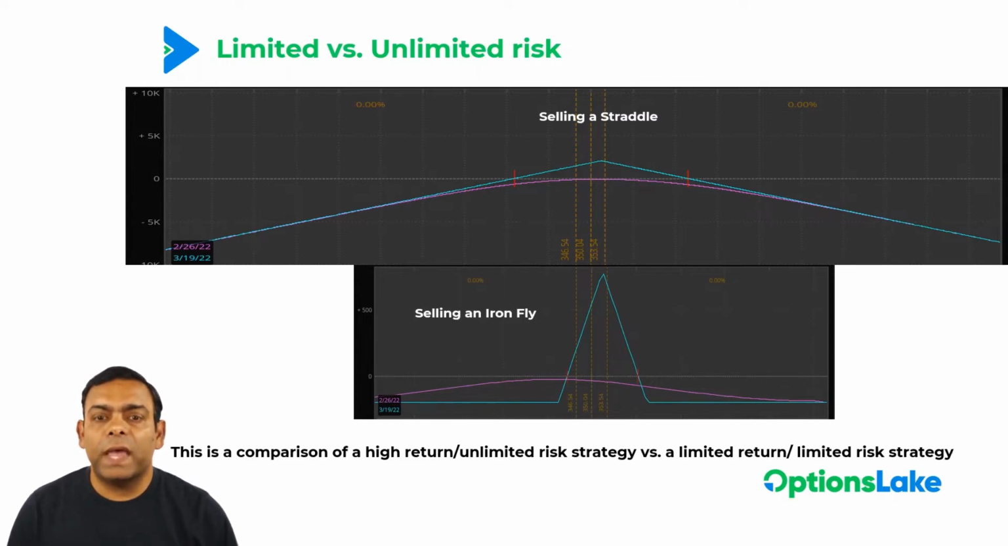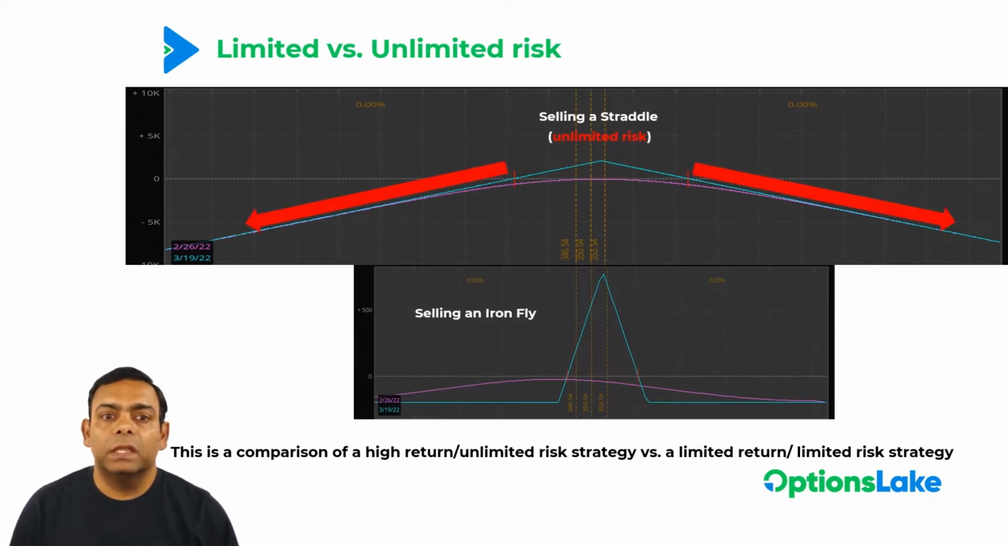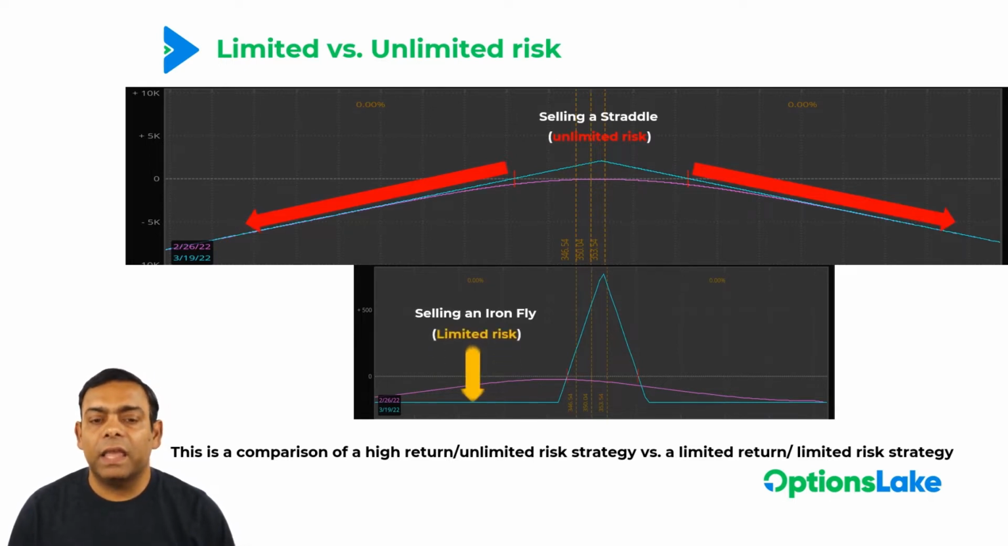Now let's look at a trade and compare and contrast an unlimited risk trade with a limited risk trade. So as you see on this chart, the top one is selling a straddle and the bottom one is selling an iron fly. And as you can see, in selling a straddle, you have an unlimited risk on both the left and the right side as indicated by the red arrow. Whereas in selling an iron fly, it carries a limited risk. So if you are trading a small account, guess what? You should not be selling a straddle, but more so selling an iron fly.